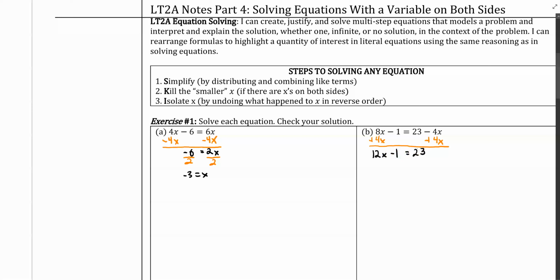And now that we've killed off the smaller x, we want to isolate x. In the previous class, I told you, typically speaking, this means that we want to undo the addition or subtraction in the problem. So to undo the negative 1, we will add 1 to both sides, giving us 12x on the left-hand side and 24 on the right-hand side. Now we'll divide both sides by 12.